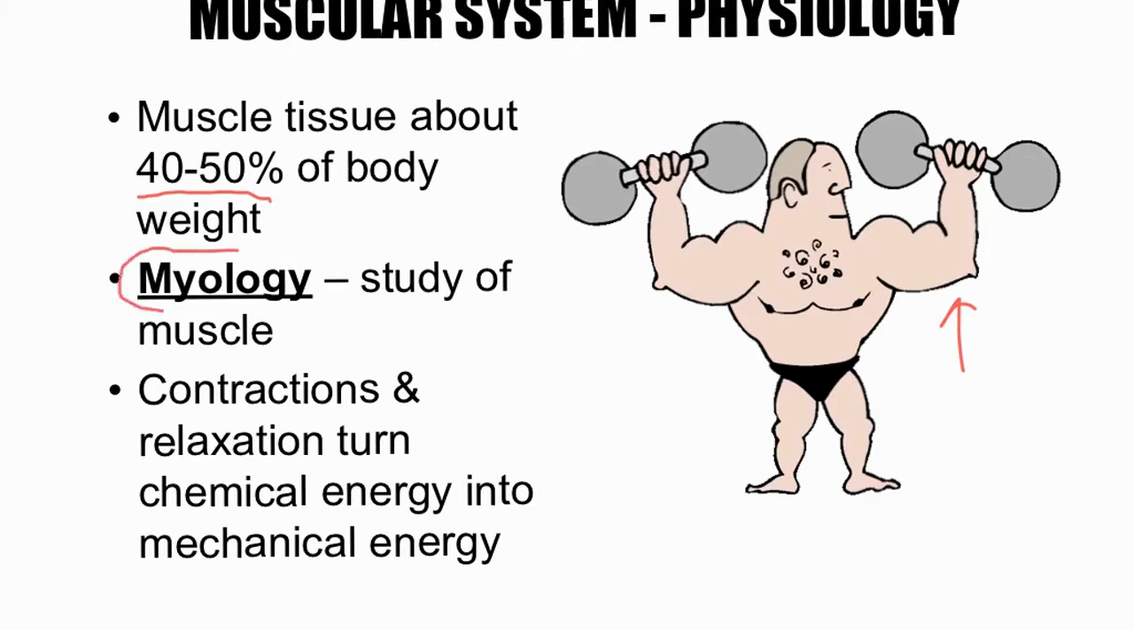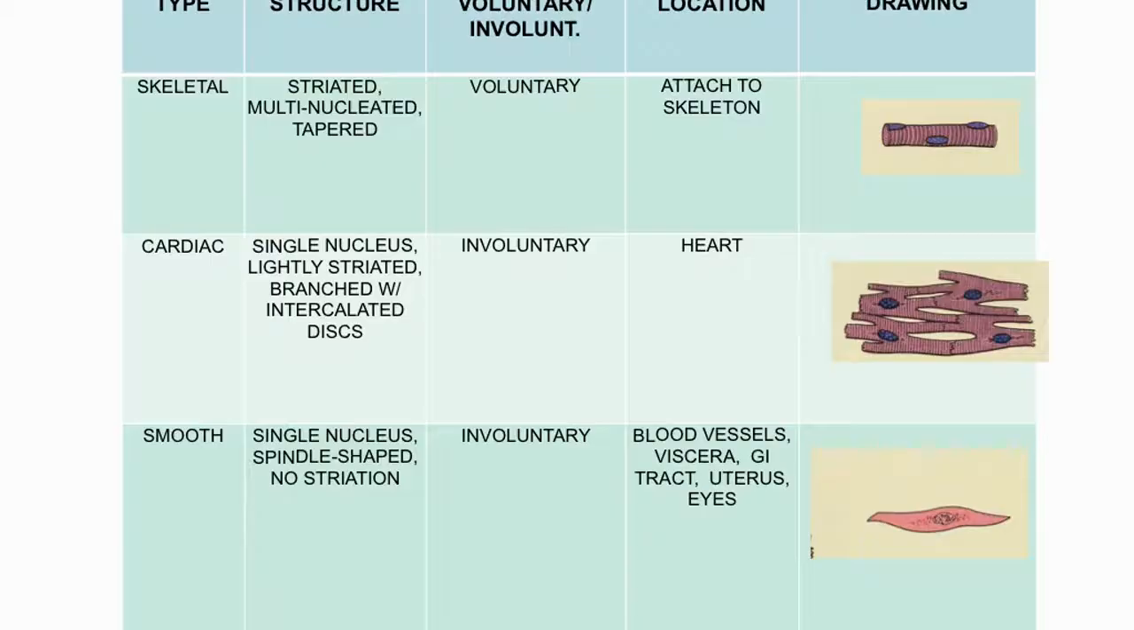Myology, that is the study of muscles. We're going to learn how they contract, which means they get shorter. This contraction is going to turn the chemical energy that is stored in muscles. So your neurons are going to transmit a signal to the muscle, and that muscle is going to turn the chemical energy into actual mechanical energy or movement. And we'll see how that goes in our next lecture.